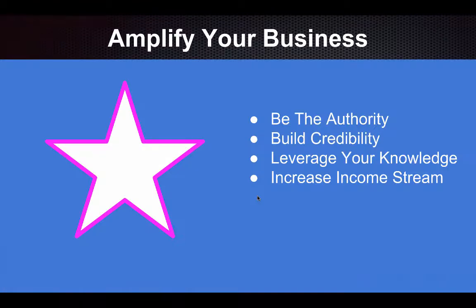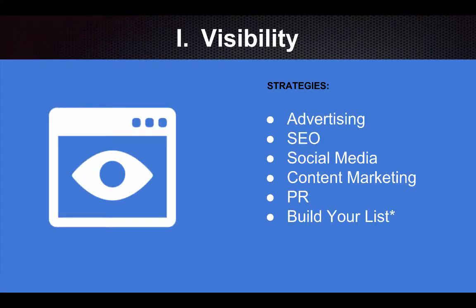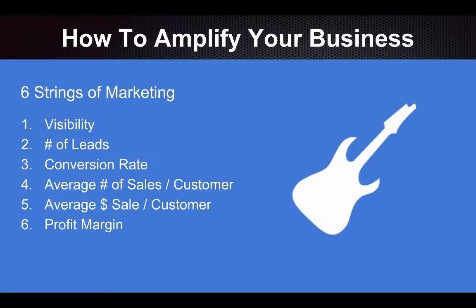So if you're looking at your KPIs, you want to make sure that you're looking at the 6 strings of marketing. Your visibility, your number of leads, your conversion rate, the average number of sales per customer, the average dollar sale per customer, and your profit margin. So when you do all that together, that is how you amplify your business.